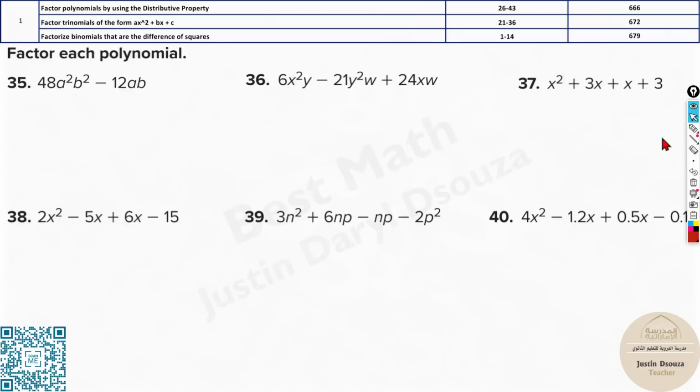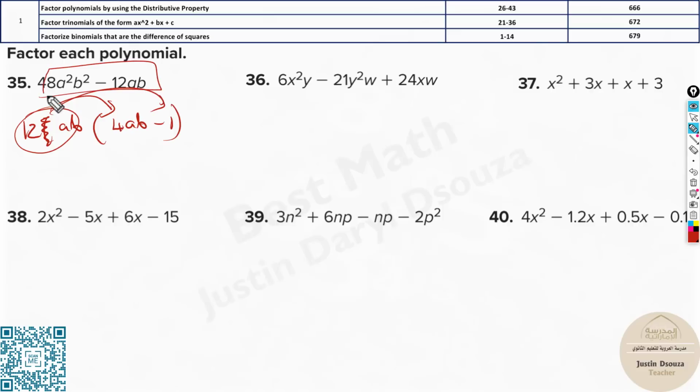Now we will go to this type again. It's the same thing. Here you can see it's 12 that is common outside, and then we have A and B. Sorry, it's 12AB that is removed outside, and you're remaining with 4AB minus 1. That's it. If you multiply this term which is taken outside to the factors inside, you must get the given question. And yes, over here this will work.